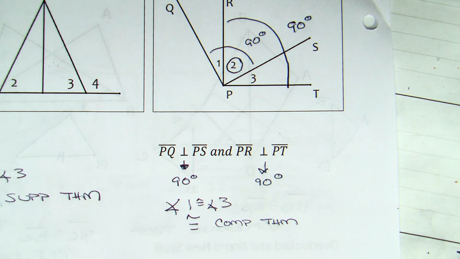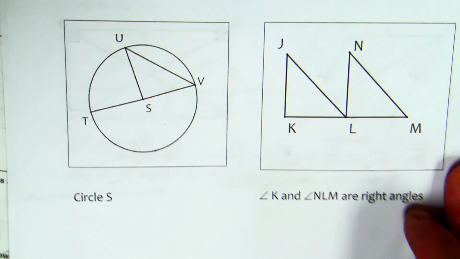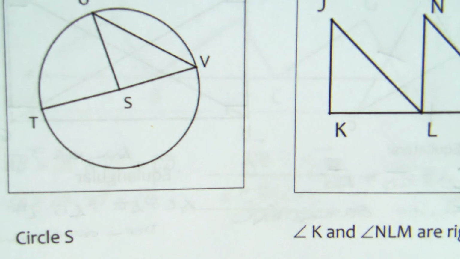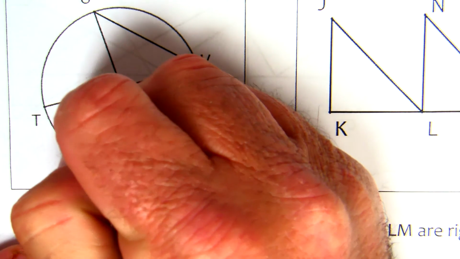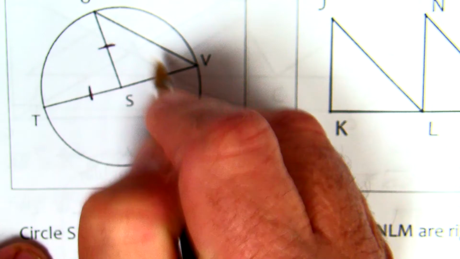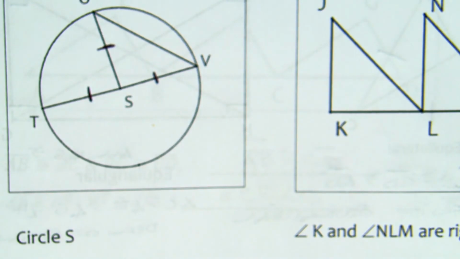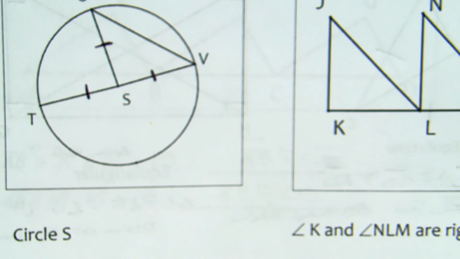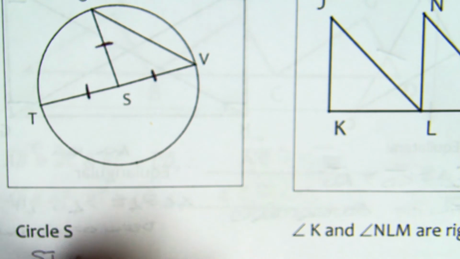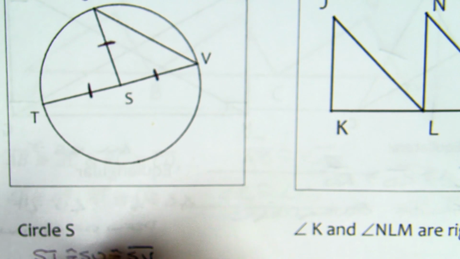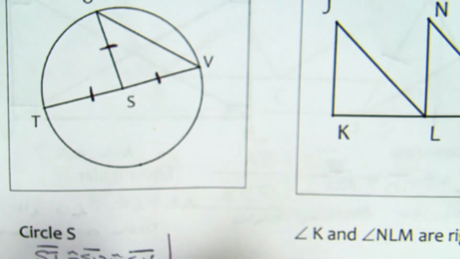All right. Now, we return to our friend the circle, whose name is what? S. That means S is the center. So that means ST, SU, and SV are all what? You're absolutely right. They're radii. Okay, so the statement of congruence is ST is congruent to SU, congruent to SV. That's the statement that you're allowed to set.